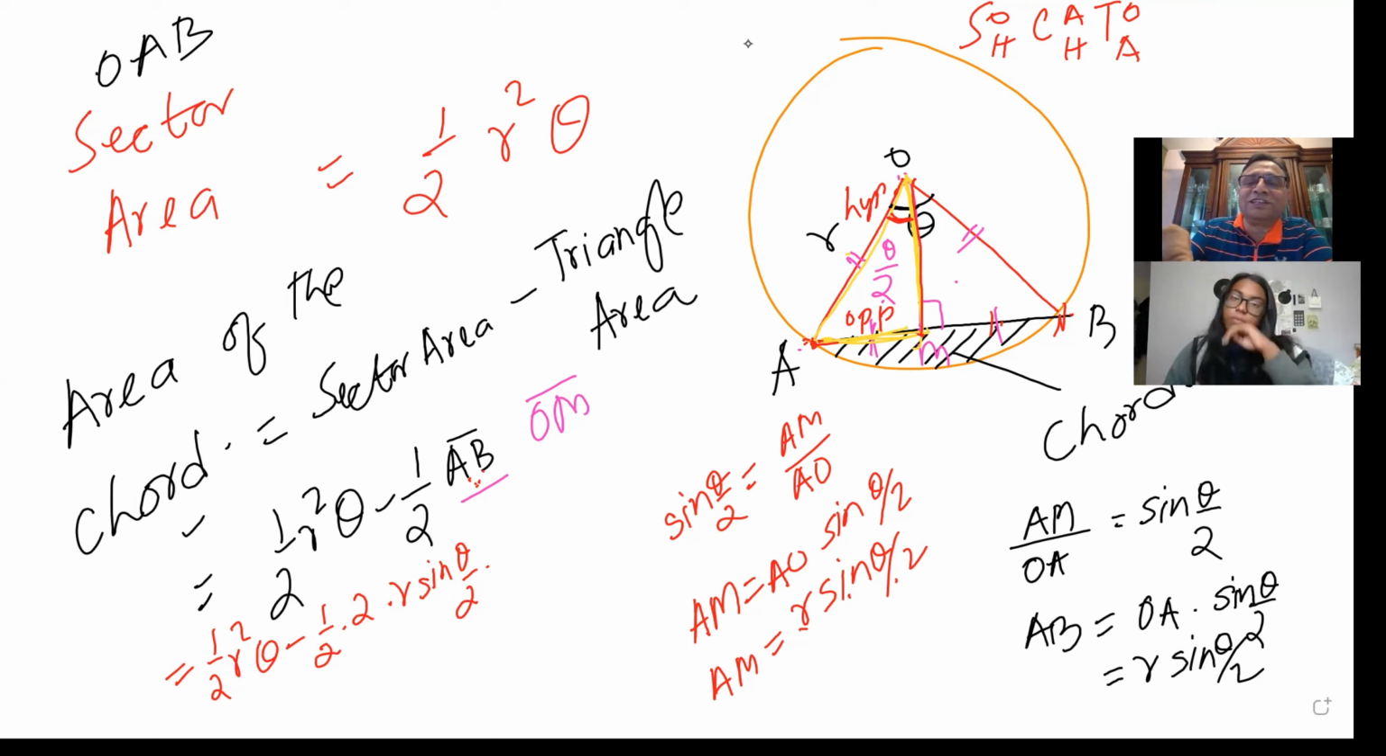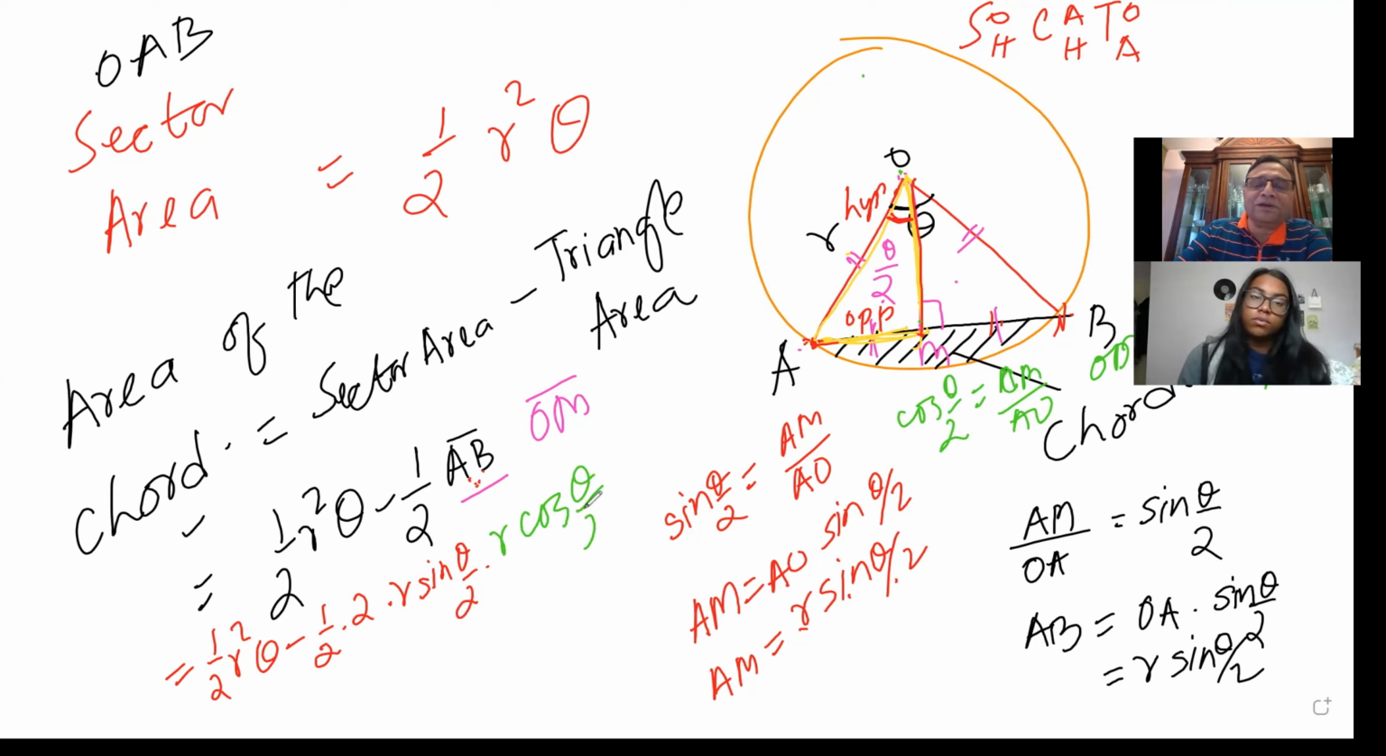Now, what is the length of the altitude OM? Well, it is the cos value, right? Because cos theta by 2 is the ratio of OM, the adjacent side, over AO. So we have OM equal to R cos theta by 2. Is that clear to you? Yeah. So OM is R cos theta by 2.